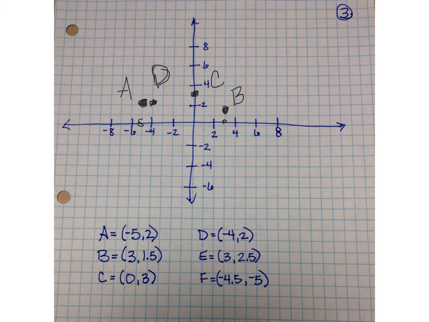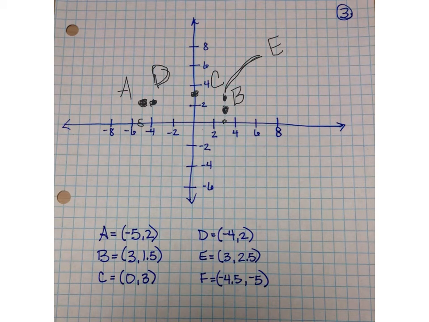E will be positive 3 and positive 2.5. So we have 3 and then we'll go 2.5. Oh my goodness, these are all squished together. 2.5 will be between 2 and 3. So you'll have an easier time. And I'm going to put a line, and that will be my E. Okay? It's a line pointing to it.